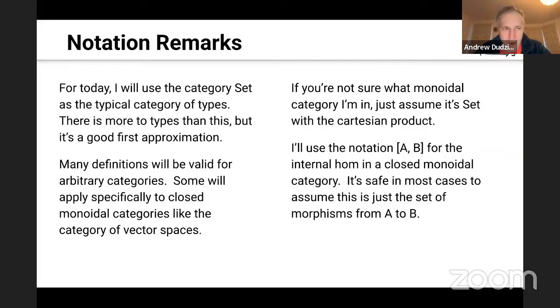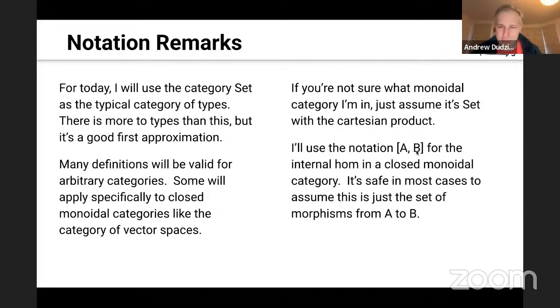I wanted to emphasize that a lot of what I'm going to say is valid for arbitrary categories. Some of it's valid for arbitrary monoidal categories. Some of it's valid for arbitrary monoidal closed categories. If you're not sure what category I'm in, or you're not comfortable working in a general category, just assume I'm working in Set with Cartesian product. That will be enough for the majority of my examples.